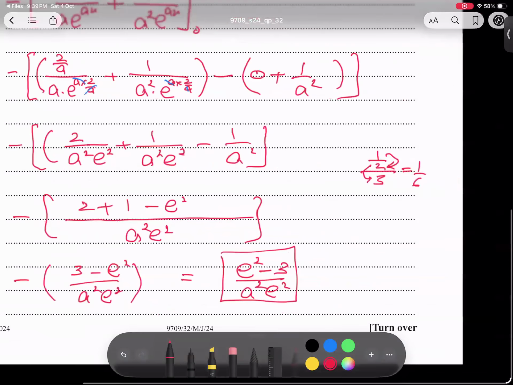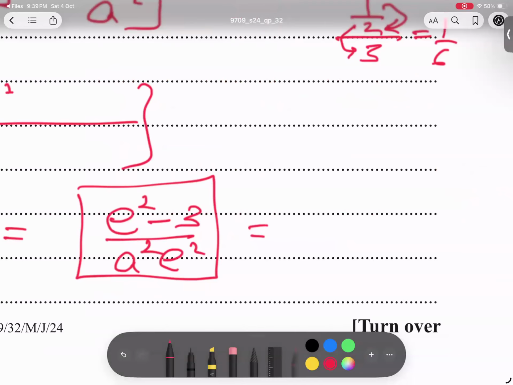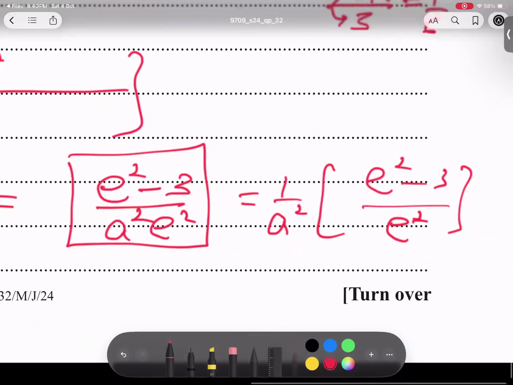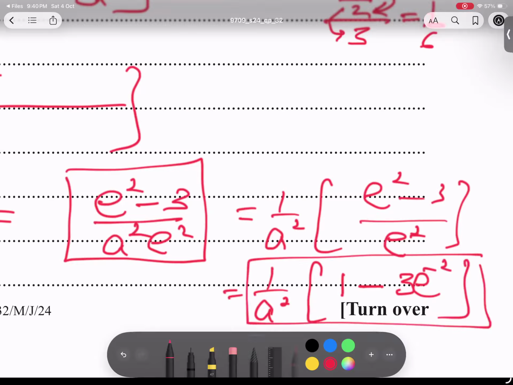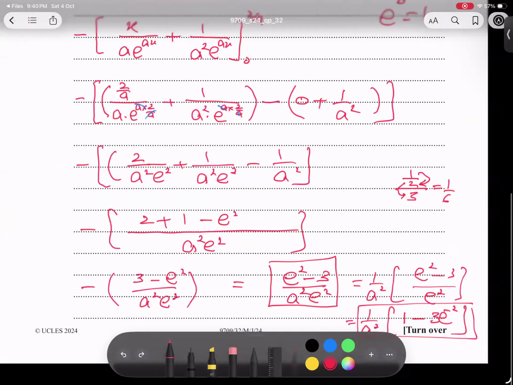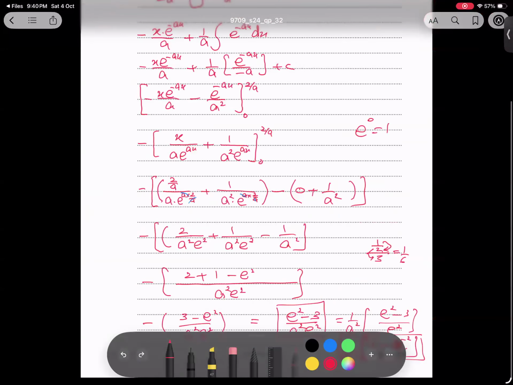Or second, we have another option available. If you bring 1 by a square outside, you get e square minus 3 over e square. So divide both values by e square and I get a square outside, 1 minus 3 over e to the power 2. Bring it up, e to the power negative 2. So both answers are correct. If you get this one answer even, both answers are right. This answer or this answer, both answers are correct. I hope you got the point very clear and the question is completely over.